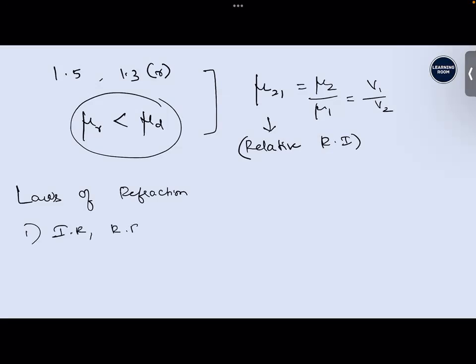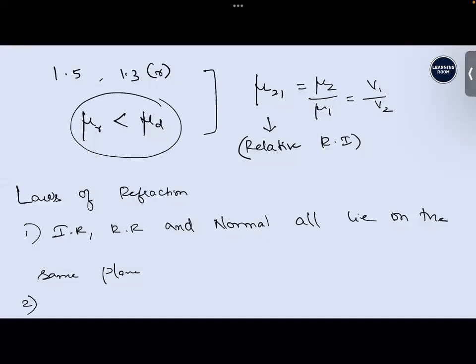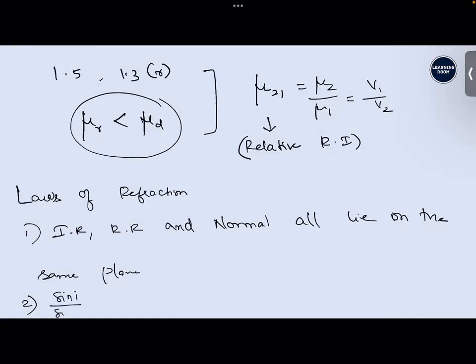Incident ray, refracted ray, and normal all lie in the same plane. Then what about the second point? The ratio of sin i to sin r is always a constant. And what is that constant? It is called the refractive index, or you can also call it the relative refractive index, mu 2 1. Sometimes you write it as mu 2 1 based on this.